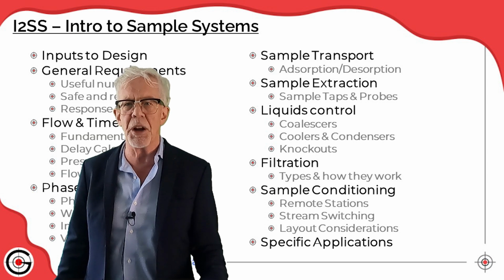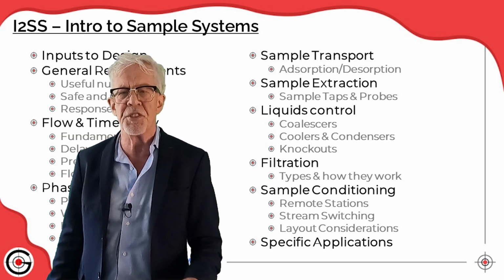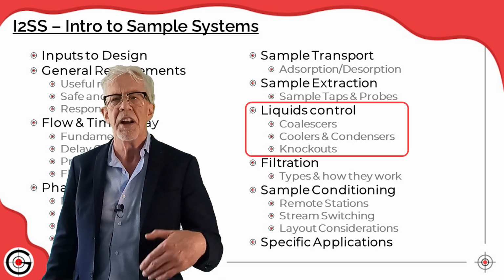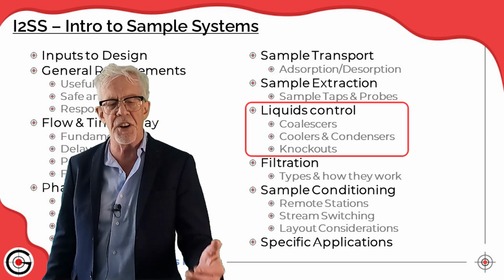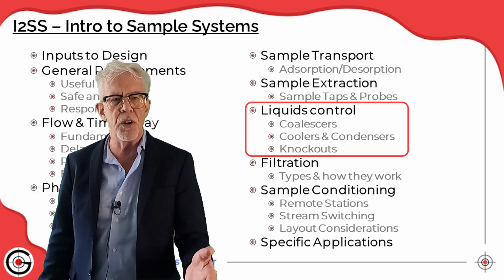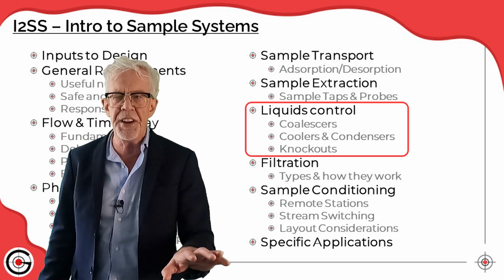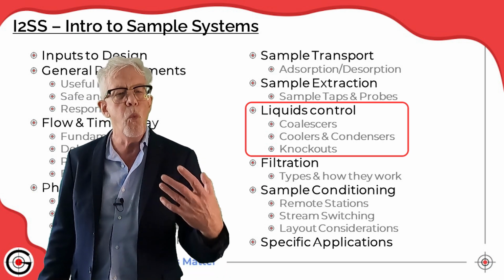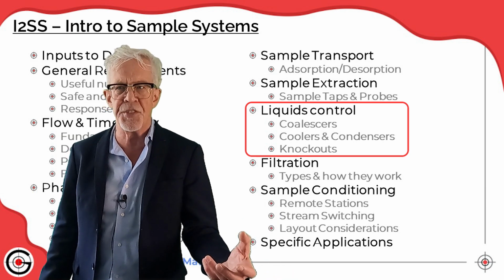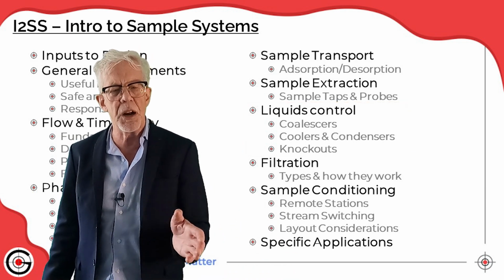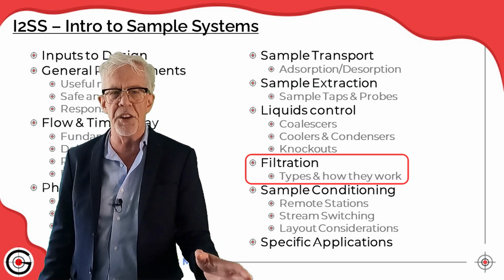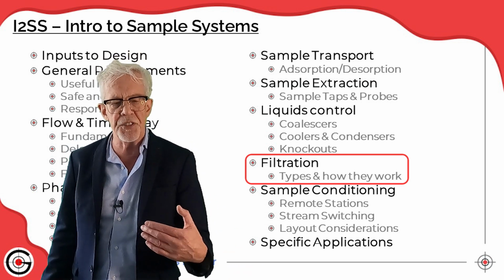Two very important subjects that come up in analyzer sample systems are how we deal with liquids and particulates. And so if we have liquid droplets in our gas phase samples, we have to find a way to remove those. So we'll talk about coalescers, coolers, condensers, knockout pots, what things we can do to control the liquids content, especially in our gas phase samples. And then we'll also talk about filtration and what we can do to control the particulate content. So how we get particles out of the system.